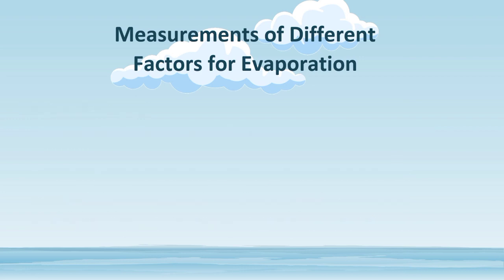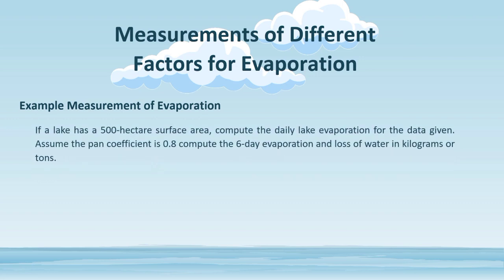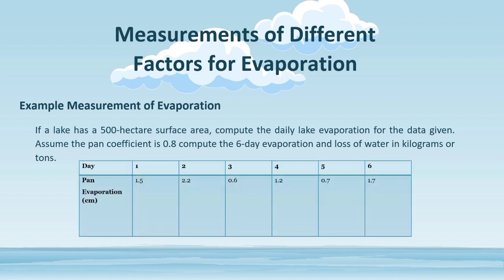Here is an example of measurement of evaporation. If a lake has a 500-hectare surface area, compute the daily lake evaporation for the data given. Assume the pan coefficient is 0.8. Compute the 6-day evaporation and loss of water in kilograms or tons. So, day 1 has 1.5 pan evaporation in centimeters. In day 2 is 2.2. Day 3 is 0.6. Day 4 is 1.2. Day 5 is 0.7. And day 6 is 1.7.